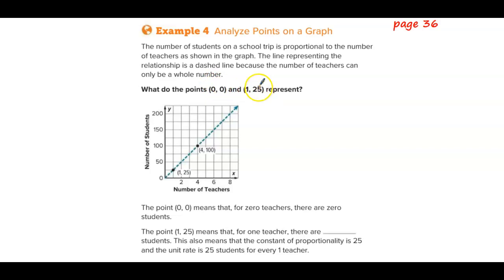(1, 25) means that you need one teacher for every 25 students. Okay, one teacher, 25 students. If you wanted to talk about the point (4, 100), that means you need 4 teachers for every 100 students. Okay, so the point (1, 25) means that for one teacher there are 25 students. This also means that the constant of proportionality is 25 and the unit rate is 25 students for every 1 teacher.